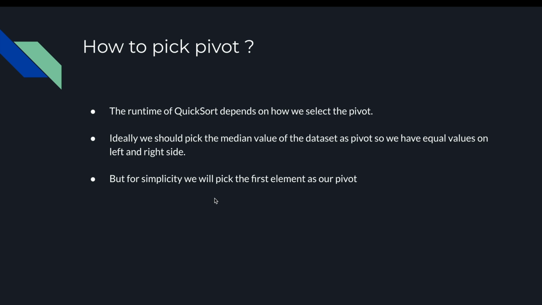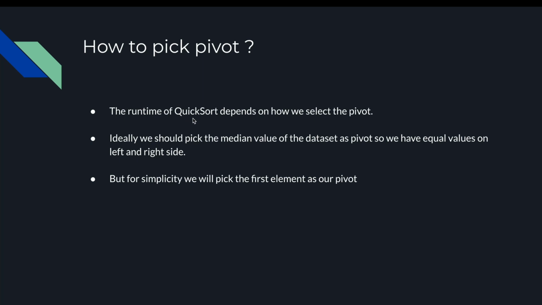Now let's discuss how exactly we should select our pivot point. In our previous example, we selected the pivot point for simplicity. We picked the first element as our pivot point. But you have to consider this as well when you are selecting your pivot point. The runtime of your quicksort depends on how we select the pivot point.